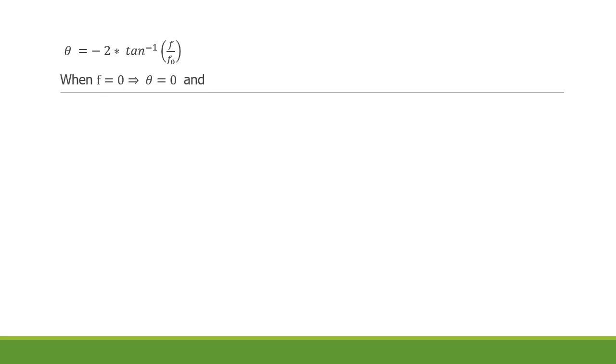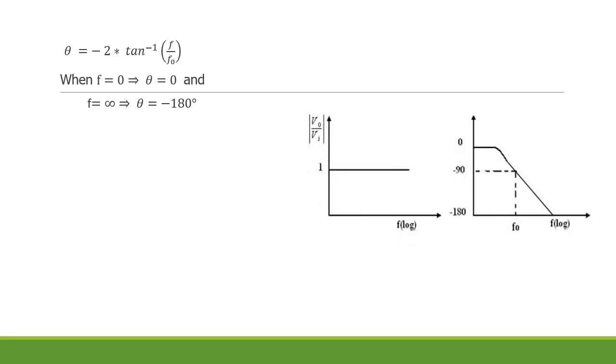For theta, when f is equal to 0, we get theta equal to 0. And when f equals infinity, we get theta equal to minus 180 degrees. When f is equal to f naught, we get minus 2 into tan inverse of 1, which is minus 90 degrees. So when we draw the phase plot and magnitude plot for the above expression, we get it like this. Here we can see when f is equal to 0, the phase angle is 0, when f is equal to f naught, the phase angle is minus 90, and when f is equal to infinity, the phase is minus 180. So from this we are clear that as frequency increases, phase lag also increases. Thus the above said circuit works as a phase lag circuit. Thank you all.